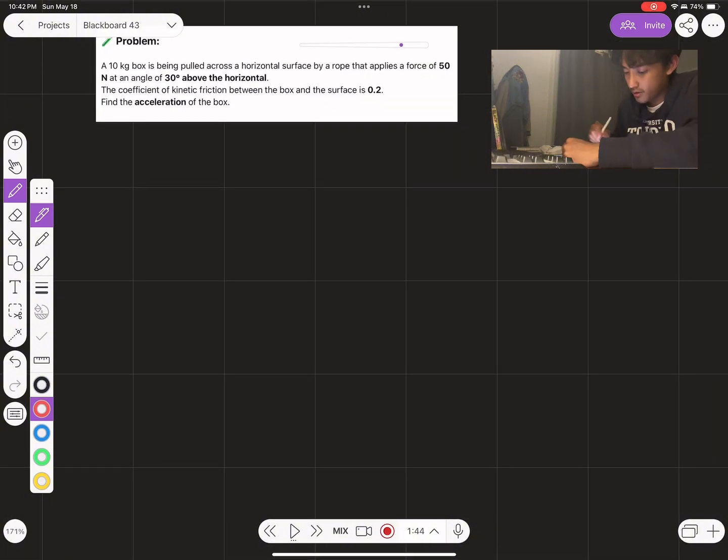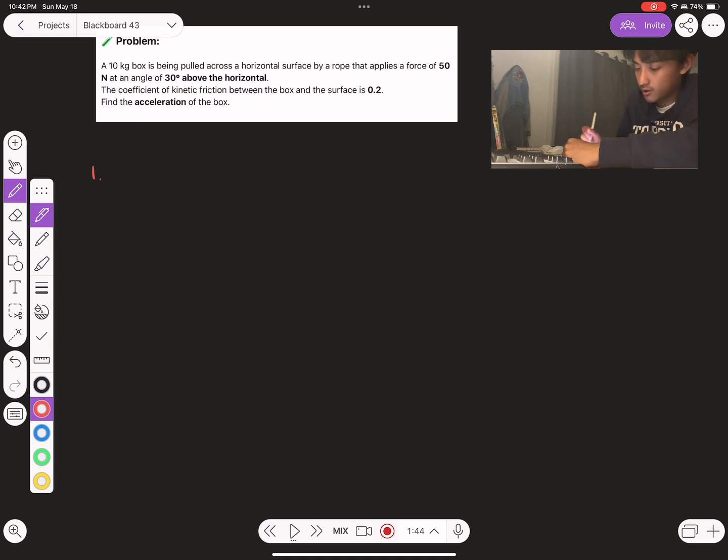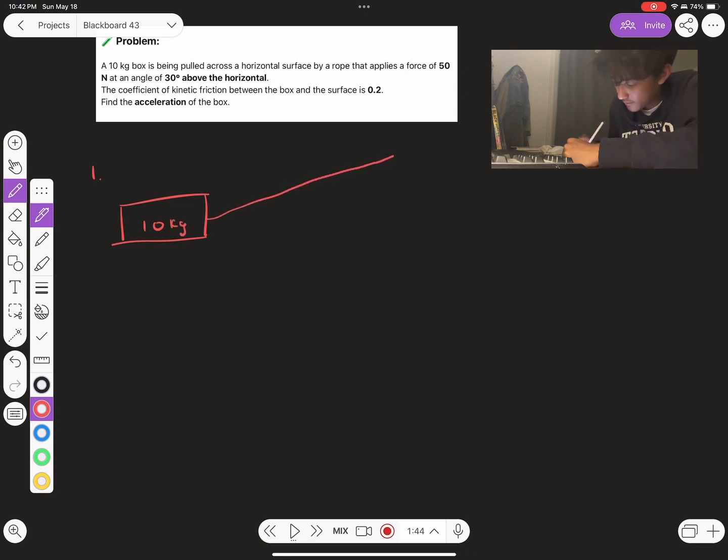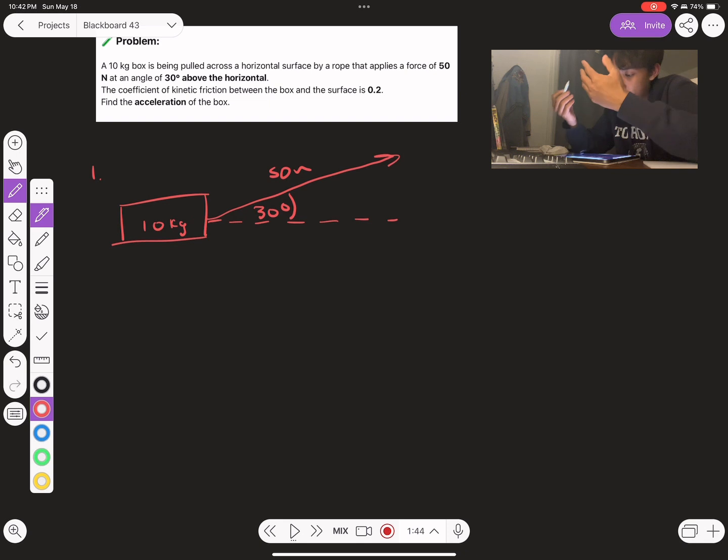First things first, what I would do is draw out my diagram. So we have your 10-kilogram box, and the tension that is being pulled at, which is 50 newtons. But we also have to consider that it's being pulled at an angle, hence 30 degrees. Now that we got our free body diagram drawn, we can now try to solve for acceleration.